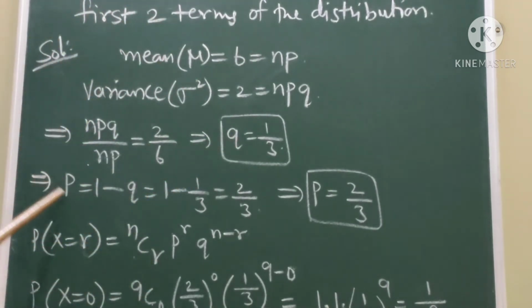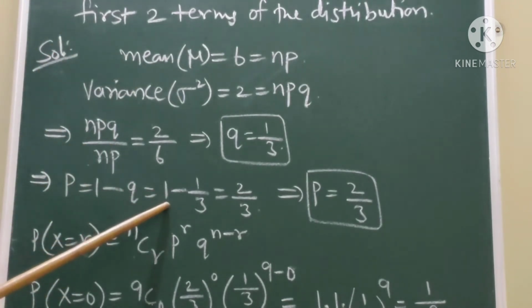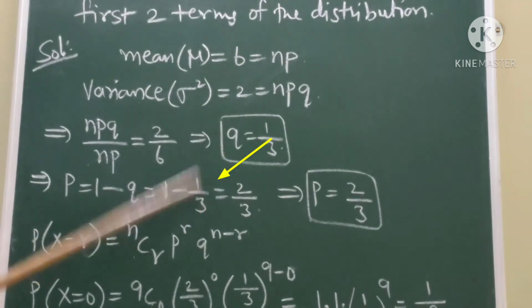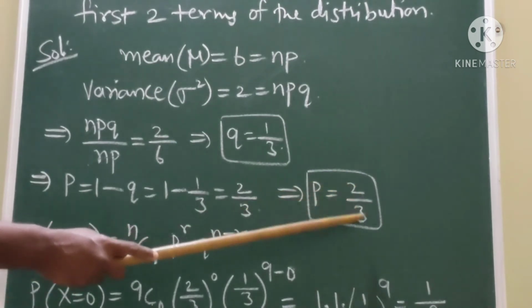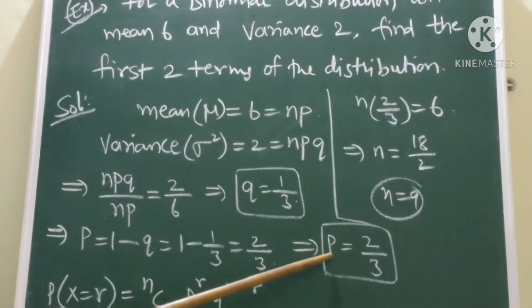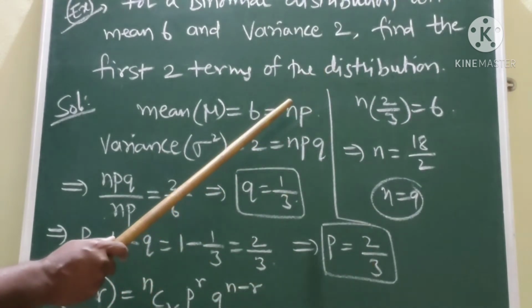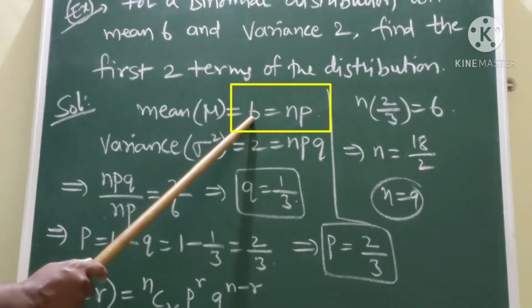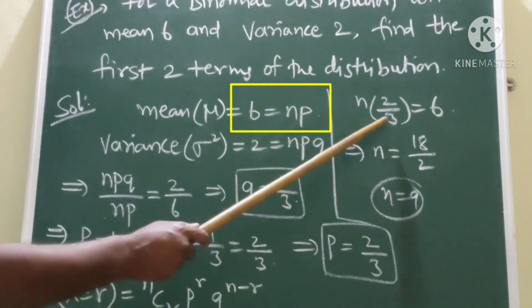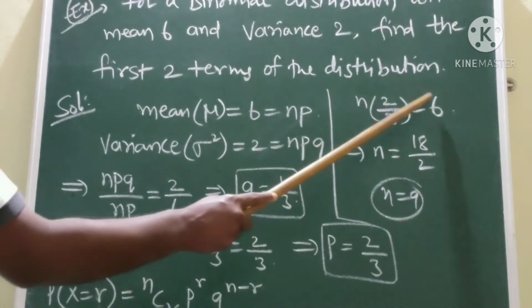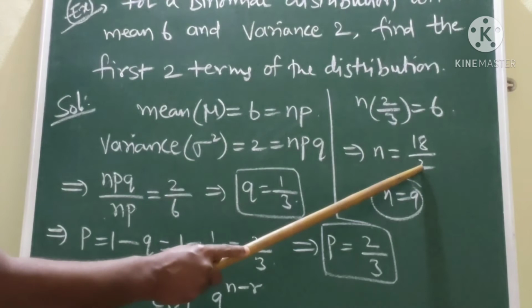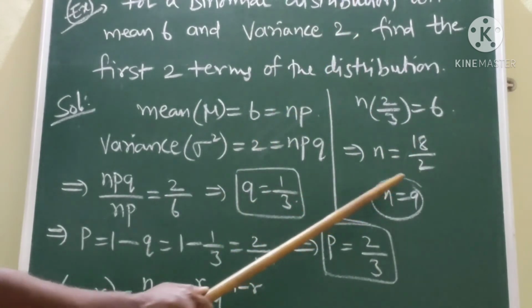Now let us see the p value. What is the formula for p by using q? We already know p is 1 minus q, and q is 1 by 3. 1 minus 1 by 3 is 2 by 3. That implies p is equal to 2 by 3. Now substitute p is equal to 2 by 3 in the equation np is equal to 6. Here n into 2 by 3 is equal to 6. By cross multiplication we get n is equal to 6 times 3 is 18 by 2, 2 9s are 18. So n is equal to 9.